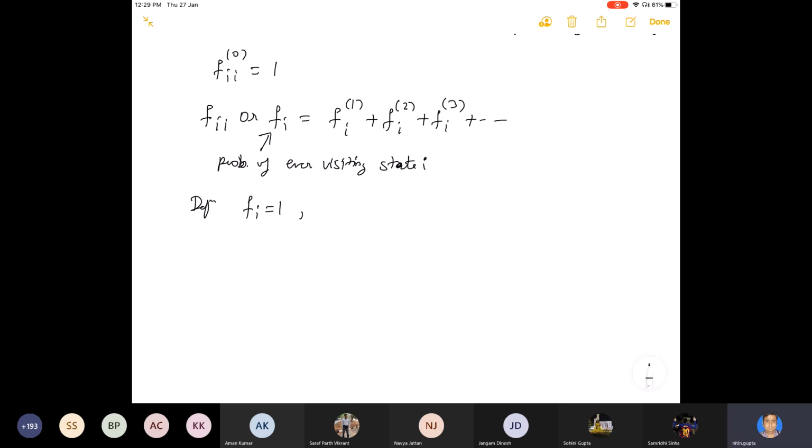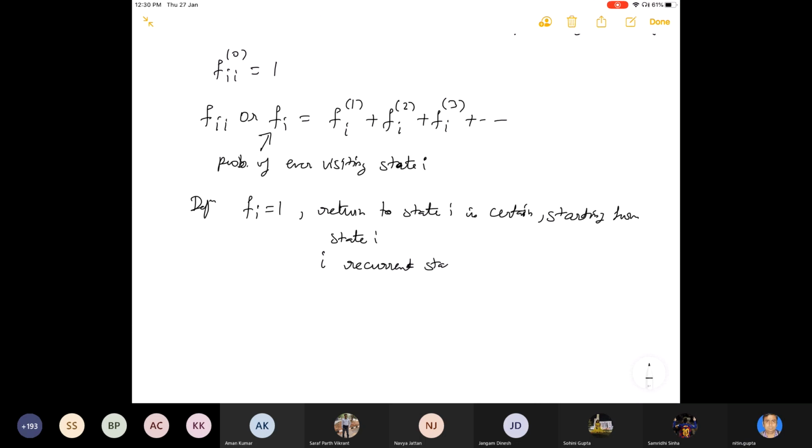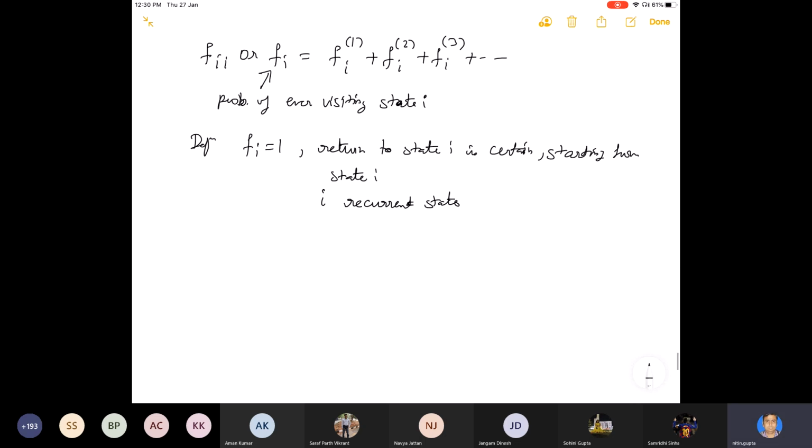return to state I is certain. That means return to state I is certain, starting from state I. Then, if F_II or F_I is 1, state I is called a recurrent state. If return to state I is certain, then state I is called a recurrent state.